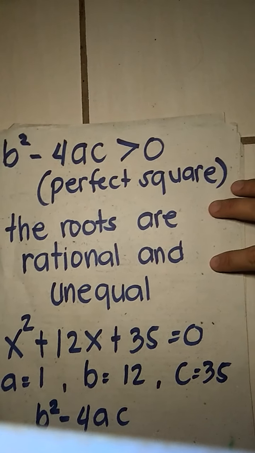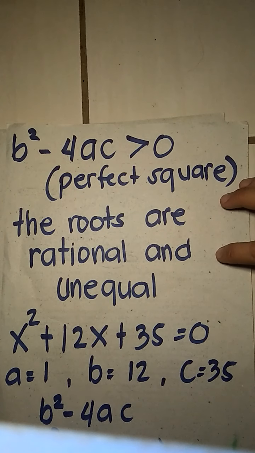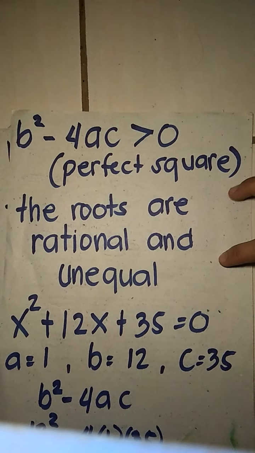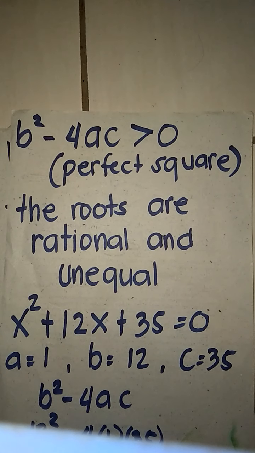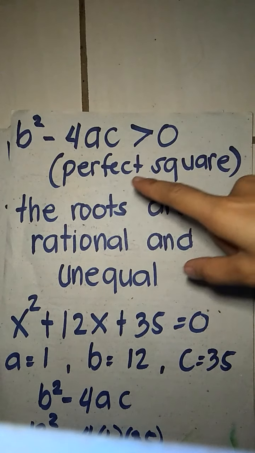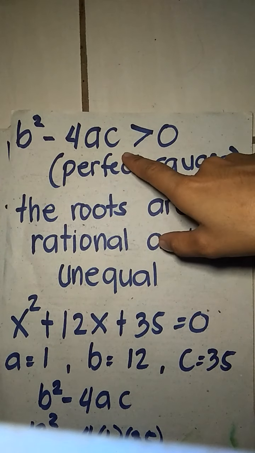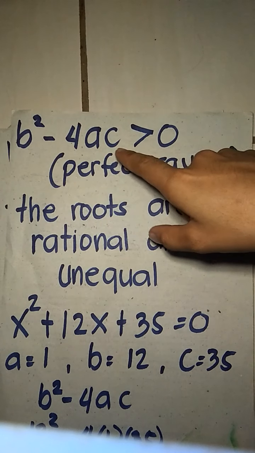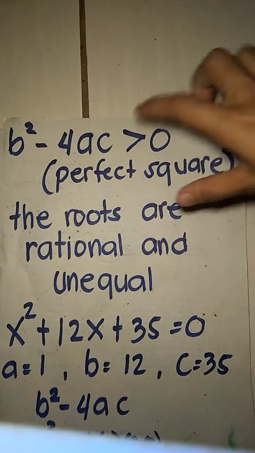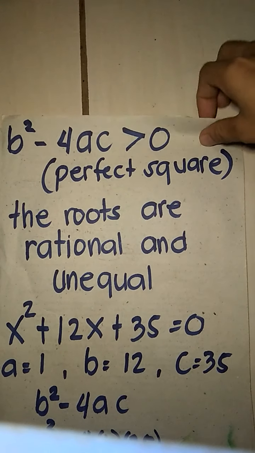Next, what if our discriminant is greater than 0, and a perfect square? So the roots are rational and unequal. Okay. Again, b squared minus 4ac, if this is greater than 0 and a perfect square, the roots are rational and unequal.